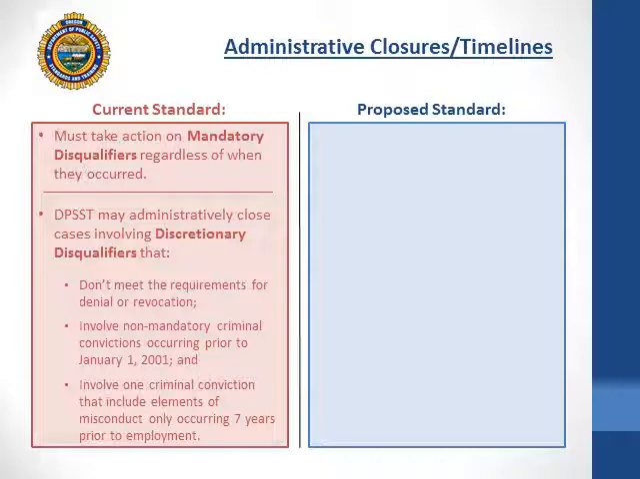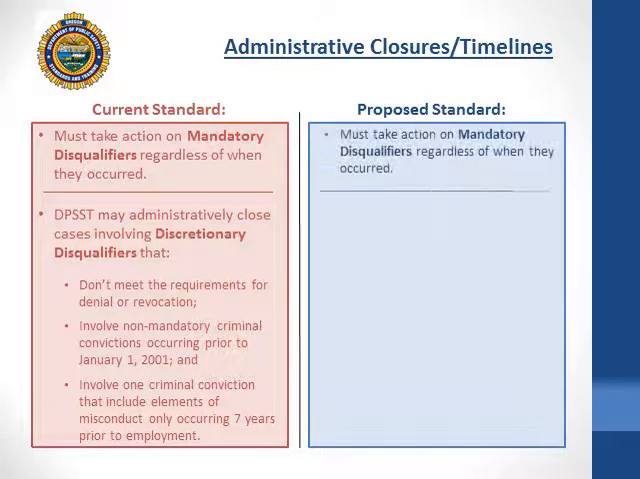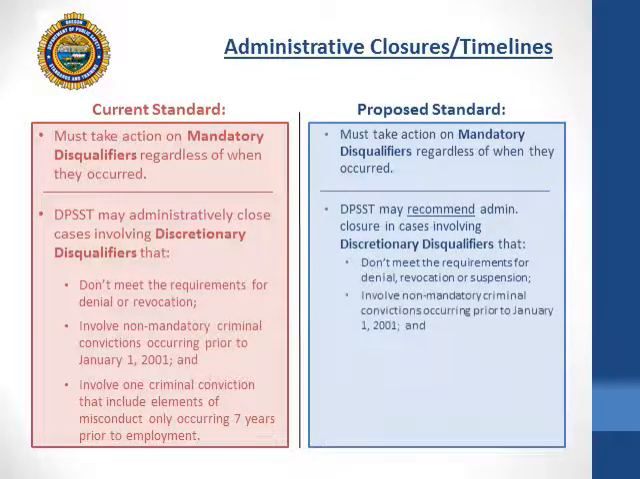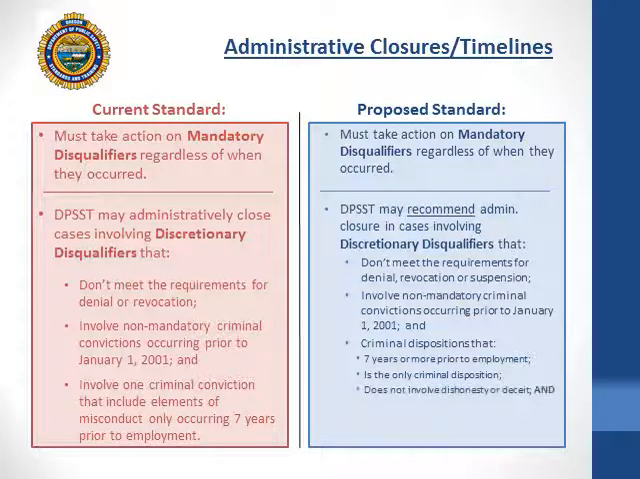Under the proposed standard, DPSST will continue to be required to review situations involving mandatory disqualifiers regardless of when they occurred. The proposed standard gives the policy committee the discretion to administratively close all other cases in certain circumstances. DPSST may recommend administrative closure for cases that don't meet the requirement for denial, revocation, or suspension, cases that involve criminal convictions occurring prior to January 1, 2001, and criminal dispositions that occurred 7 years or more prior to employment, is the only criminal disposition in an individual's background, the conviction does not involve elements of dishonesty or deceit, and the individual is no longer on any form of court-ordered supervision and has satisfied all court-ordered restitution, fines, and fees.